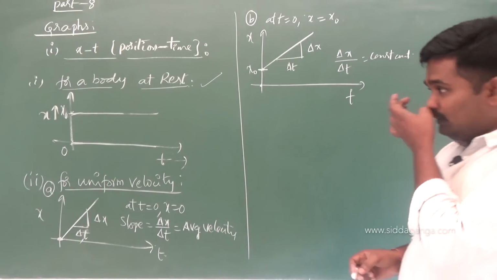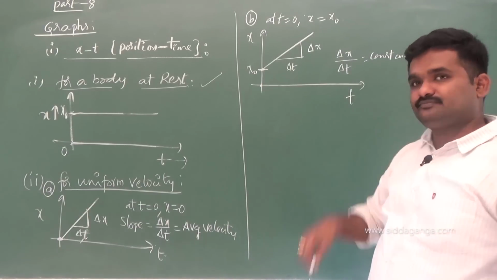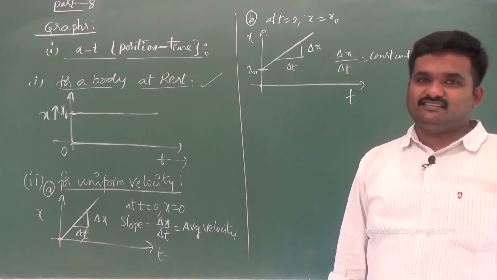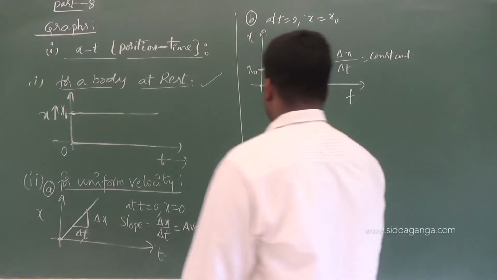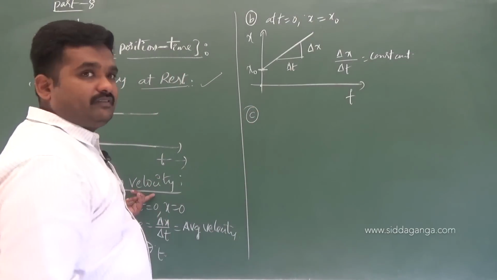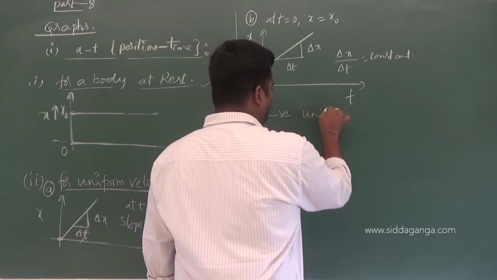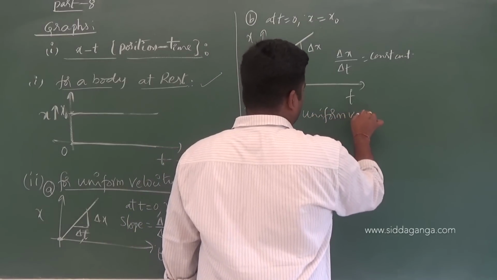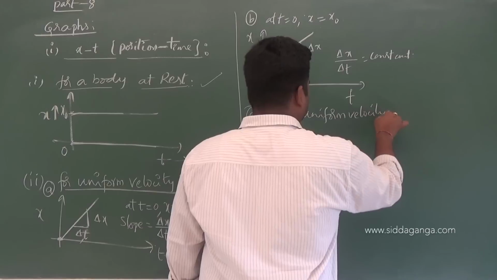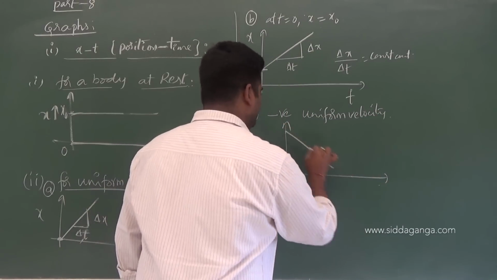Okay. Uniform velocity but with a negative sign. What do you mean by that? Traveling in opposite direction. See, this is C I will mention. These are all the points for what? Uniform velocity. Negative uniform velocity only, but it is negative. What is the meaning of that? It is traveling in opposite direction, like this.